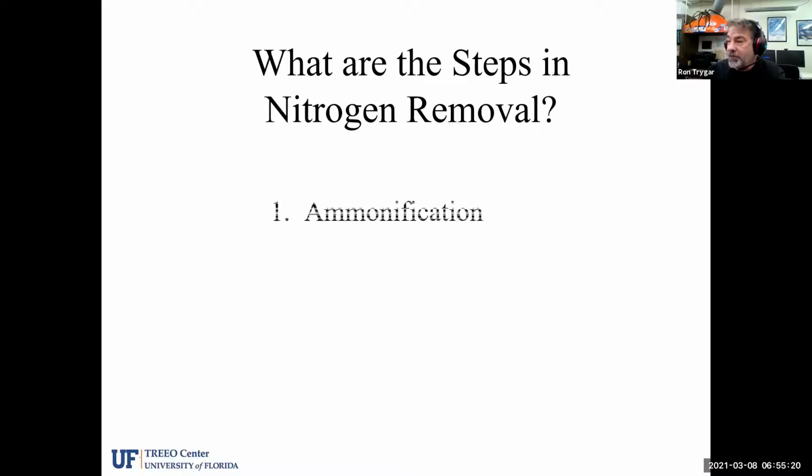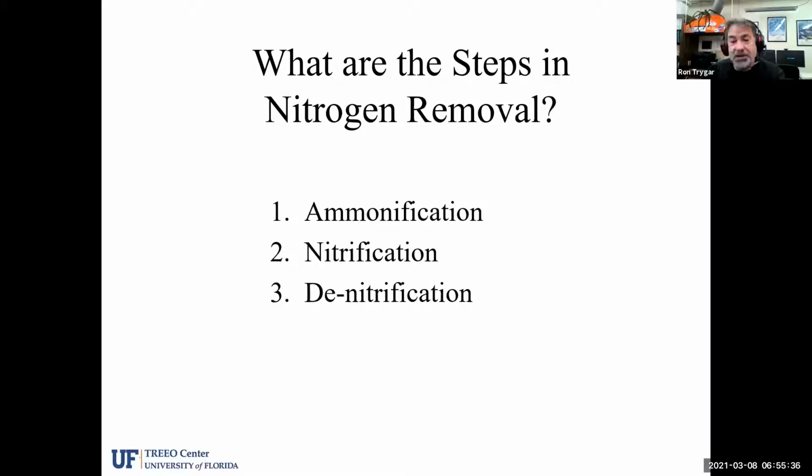So we're going to have 3 steps to talk about here today. We're going to cover the first step called ammonification. We're going to be talking about nitrification, which is an essential part of the operation of the facility. And then we're going to talk about denitrification, which is the conversion of the nitrate into nitrogen gas, back into the atmosphere. So we've got 3 things to cover here today.